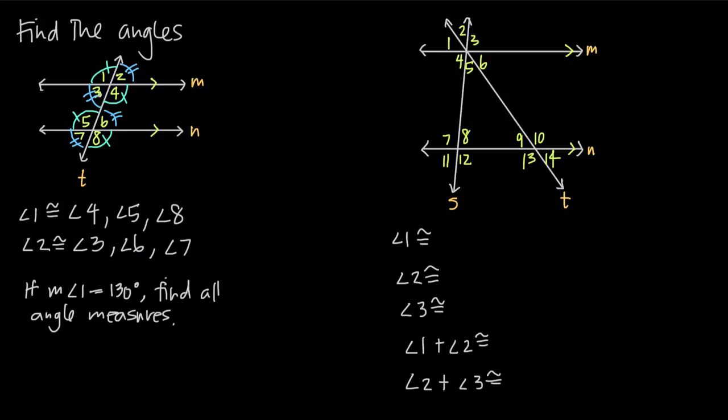We're saying that angle 1 is 130 degrees up here. We know that 1 is congruent with 4, 5, and 8. So we know that this is also 130, that 5 is 130, and that 8 is 130 degrees.